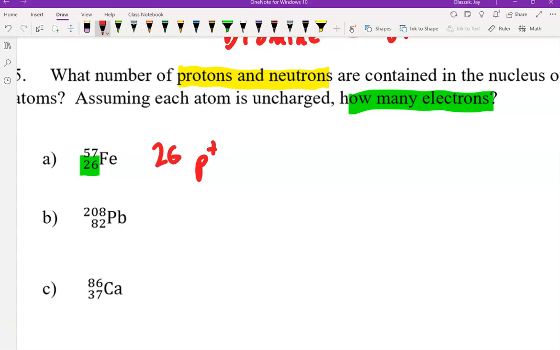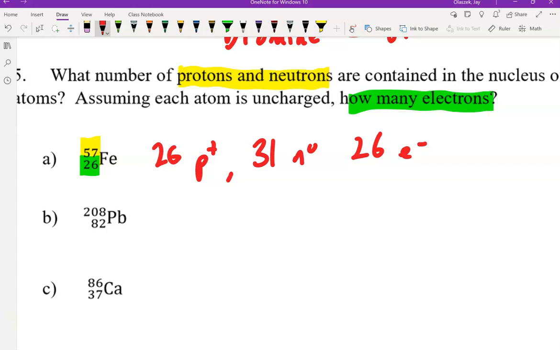It's got an atomic mass of 57. And that means that we need to subtract the protons from the atomic mass to get the number of neutrons, and we get 31. That means this particular sample of iron has 31 neutrons. And because it's a neutral atom, the number of protons and electrons must be identical, 26 electrons.